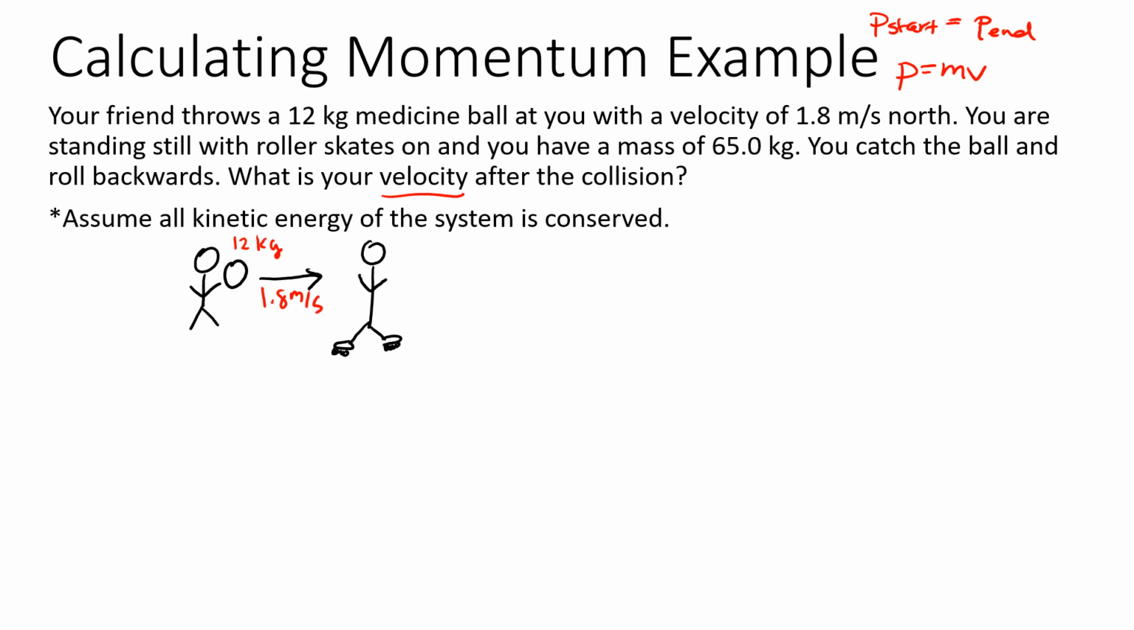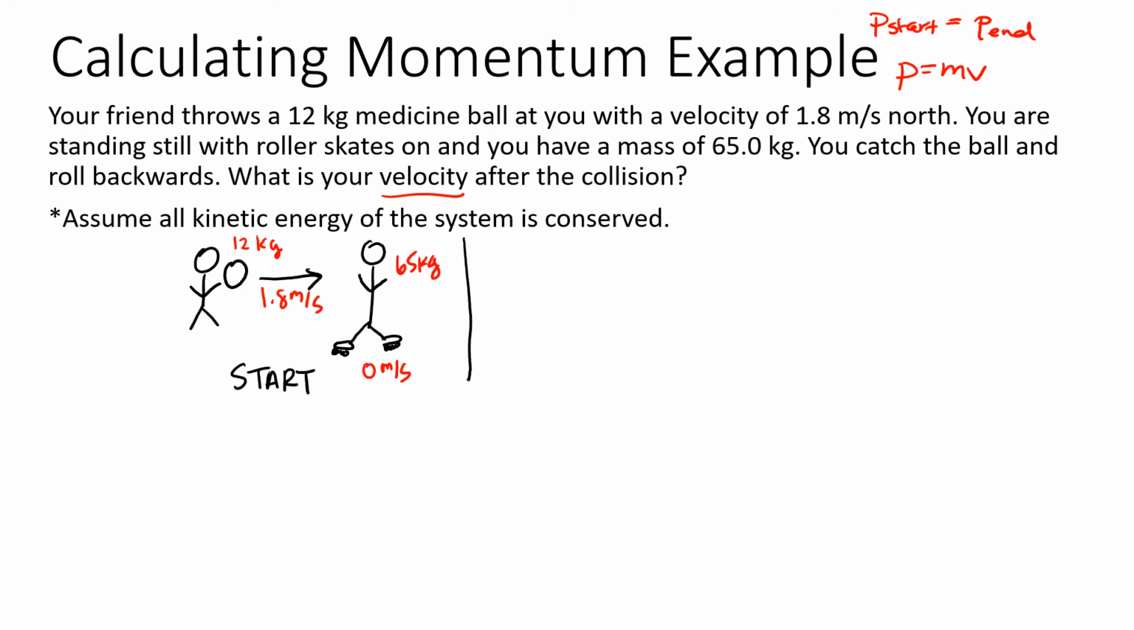Okay. And this is our starting event, or our beginning event. Now, the ending event is going to be once you catch it. So over here, when you're at the start, you're standing still. If you're standing still, you have a velocity of 0 meters per second. Okay, and you still have a mass. Your mass is going to be 65 kilograms.